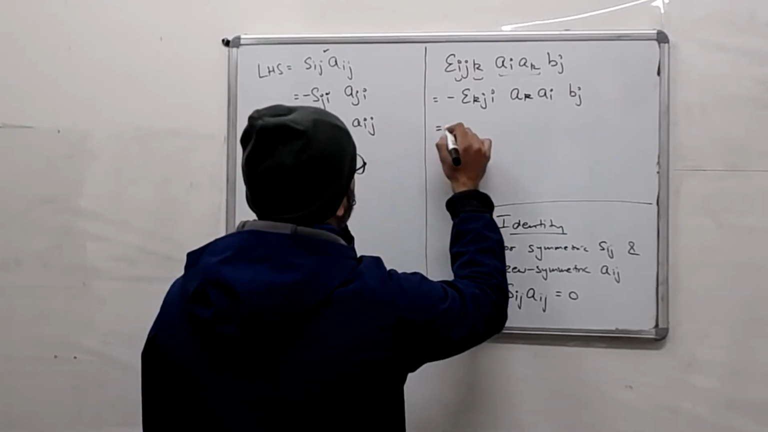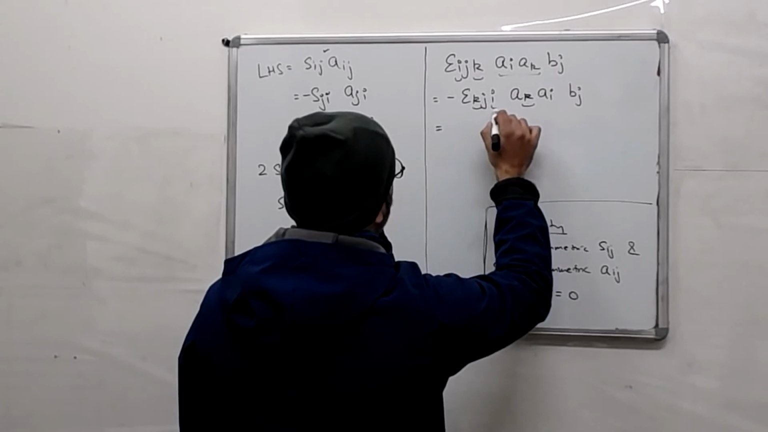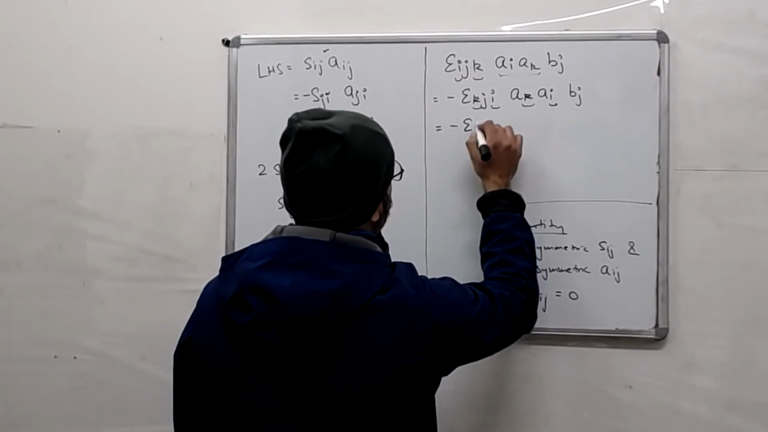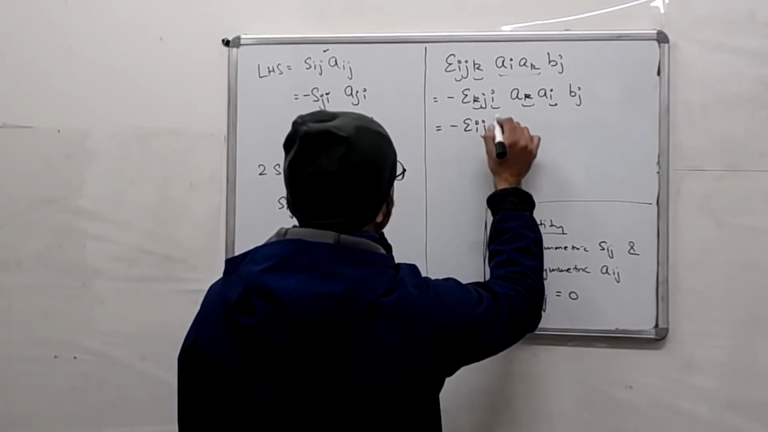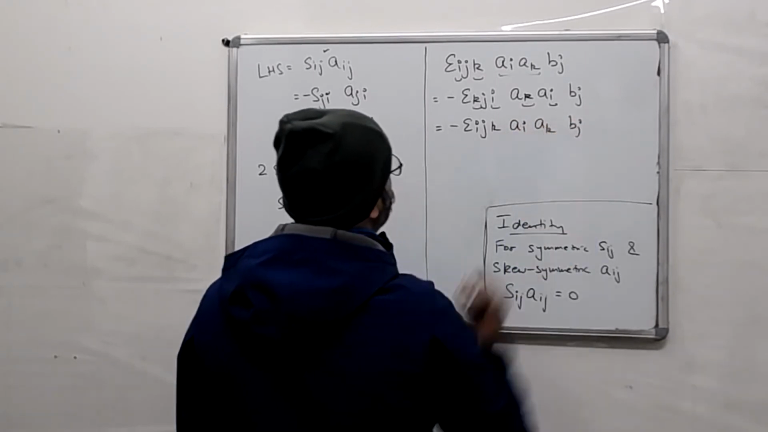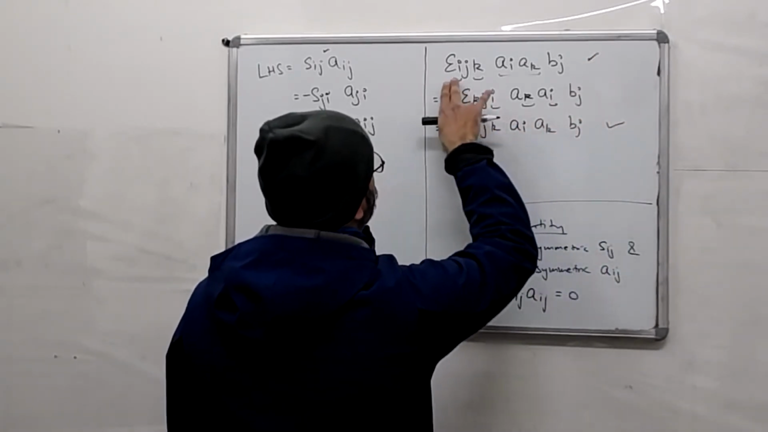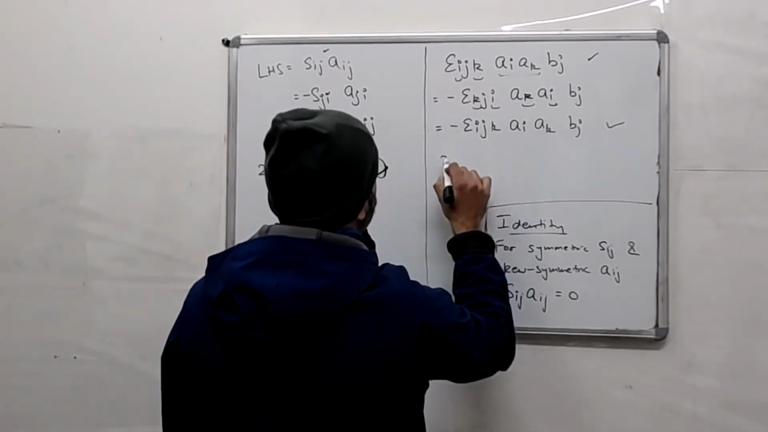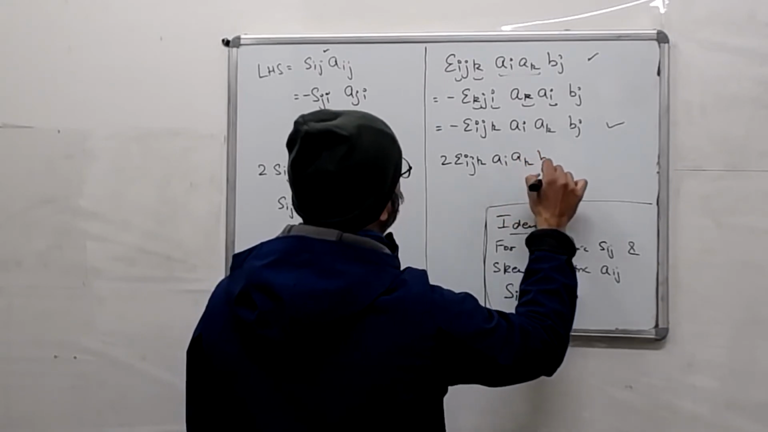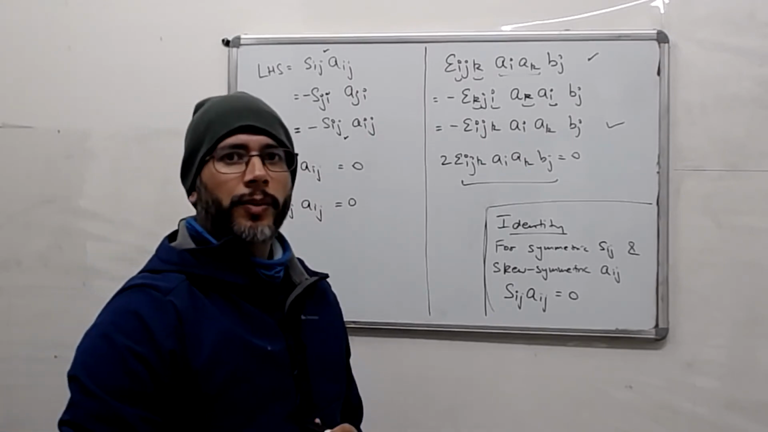Right, and now we'll do the same thing. We'll replace all k's with i's and all i's with k's, because they're both dummy, so they can be replaced at the same time. So all k's become i, so this becomes epsilon_ijk, and all i's become k, this becomes a_i a_k b_j. Now if you compare this and this, what you've got is twice epsilon_ijk a_i a_k b_j is 0. So that means this whole thing is 0. That is exactly what we wanted to show.